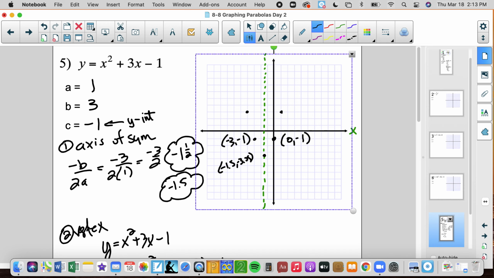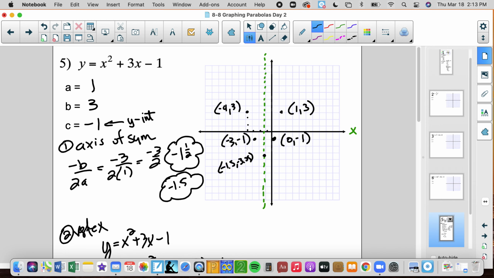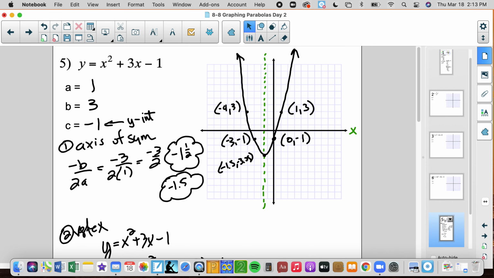That's good. We're good to go. Let's write the coordinates. That is 1, 3. And the mirror point is negative 4, 3. Now we have 5 points. Let's move it around. Perfect. And that is your graph.